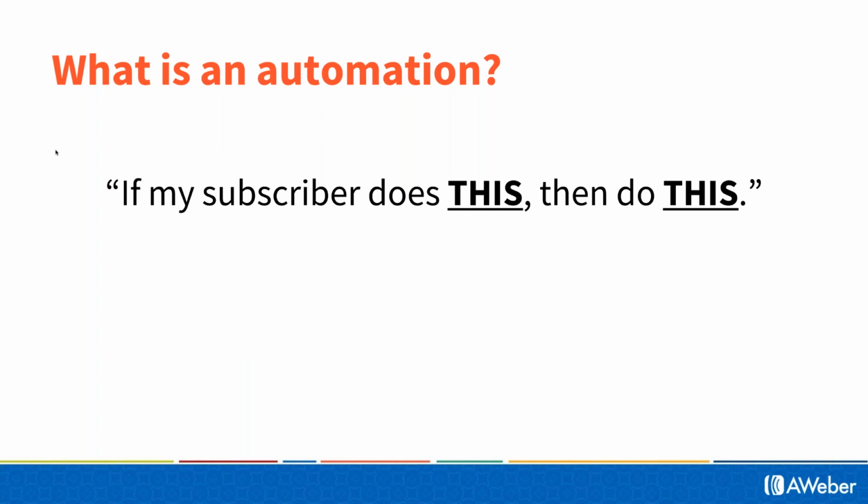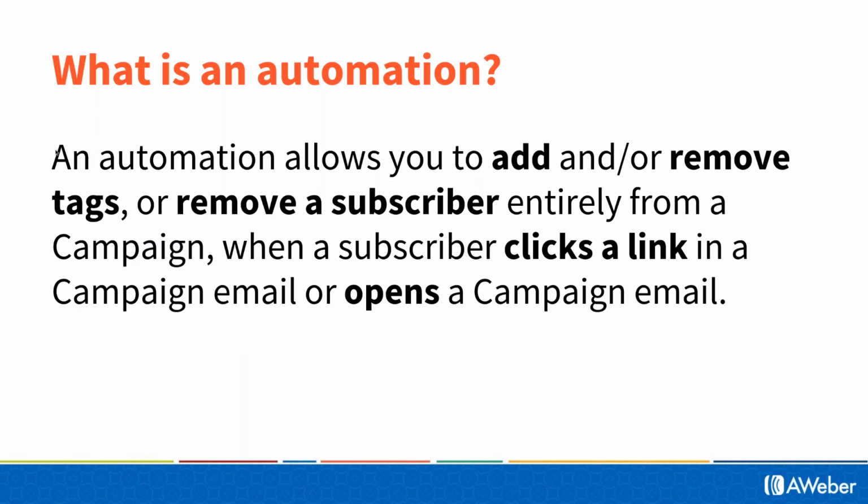It's sort of like this. You're basically telling the system that if a subscriber takes this action, then I want you to do this. For example, an automation allows you to add or remove tags or remove a subscriber entirely from a campaign when a subscriber clicks a link in a campaign email or opens a campaign email. So the automations that Aweber currently offers are the ability to tag somebody when they either click a link or open an email within your automated email campaign, or you can remove a subscriber entirely from the campaign when they click or open an email.